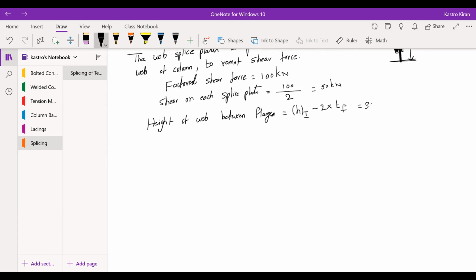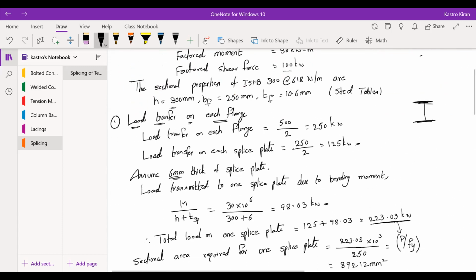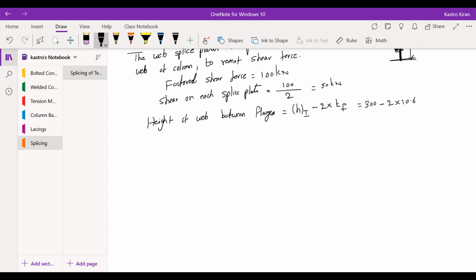What is the total height of the I section? It is 300 mm minus 2 times the thickness of flange. The thickness of the flange is 10.6 mm. Okay, so here you can see that one. So that will be 300 minus 2 times 10.6, which will give you 278.8 mm. So this is the height of web between the flanges.